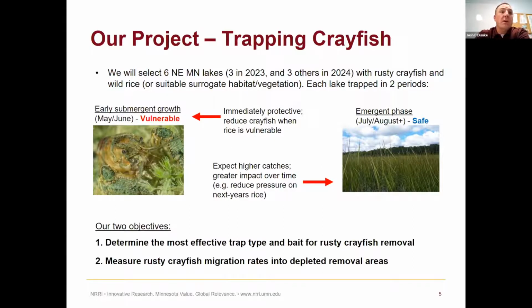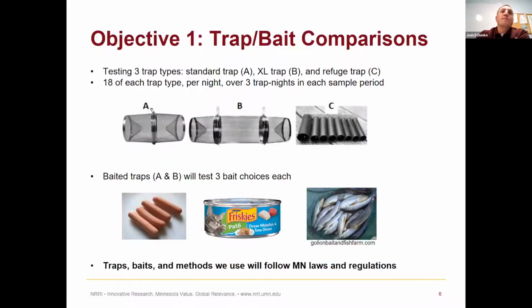So our 2 objectives are to determine the most effective trap type and bait for rusty crayfish removal, particularly among these 2 time periods, and measure rusty crayfish migration rates into depleted removal areas. For our first objective, we're going to test 3 different trap types. The standard is this labeled as A. It's a minnow trap that's just modified to have slightly larger openings to accommodate crayfish crawling in.